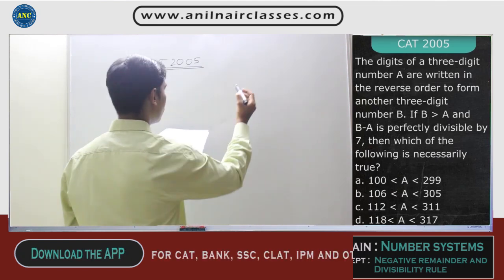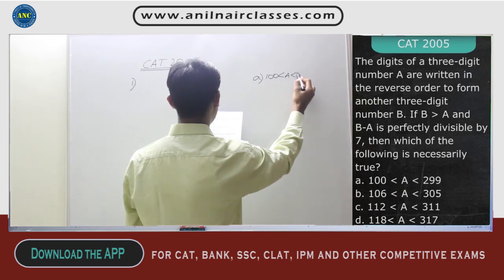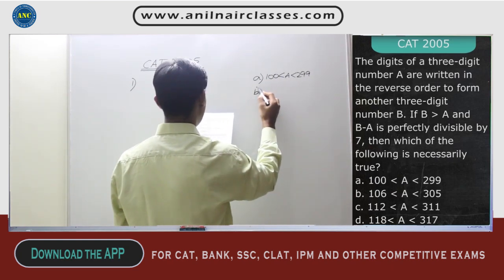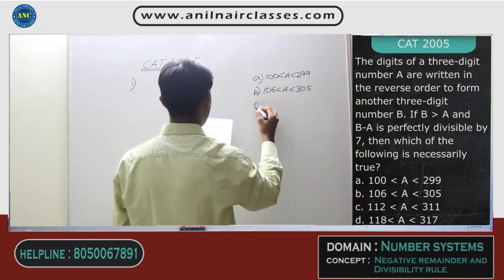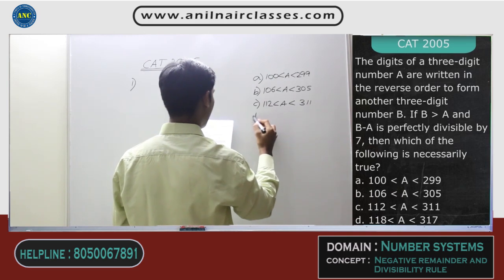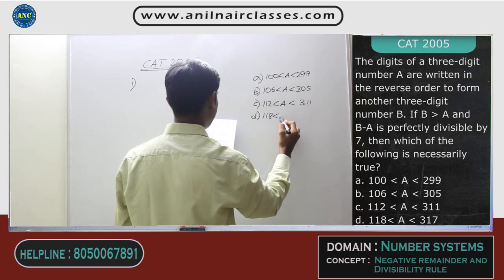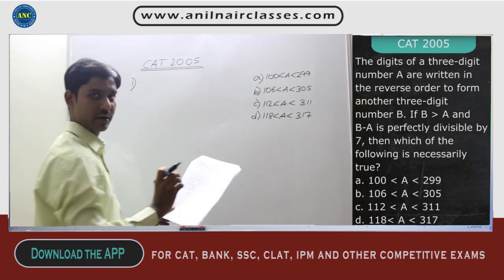They are giving the answer options: first option, A lies between 100 and 299. Second option, 106 less than A less than 305. Third option, 112 less than A less than 311. Fourth option, 118 less than A less than 317. Any one of these should be necessarily true. That is what they are asking.